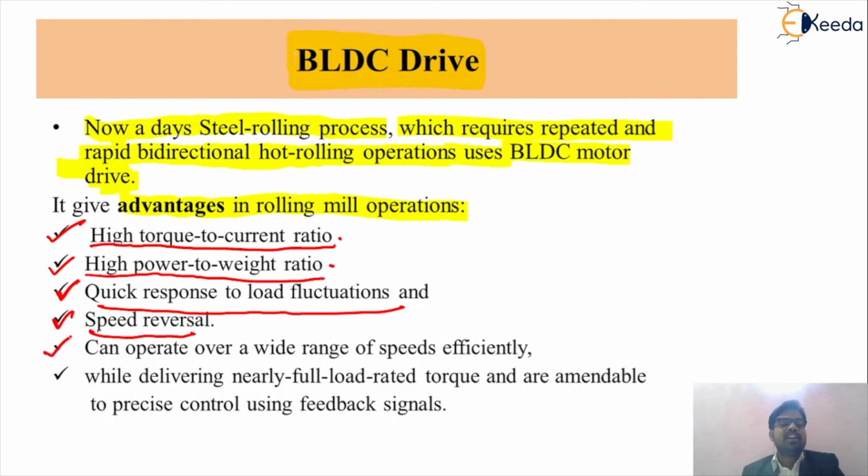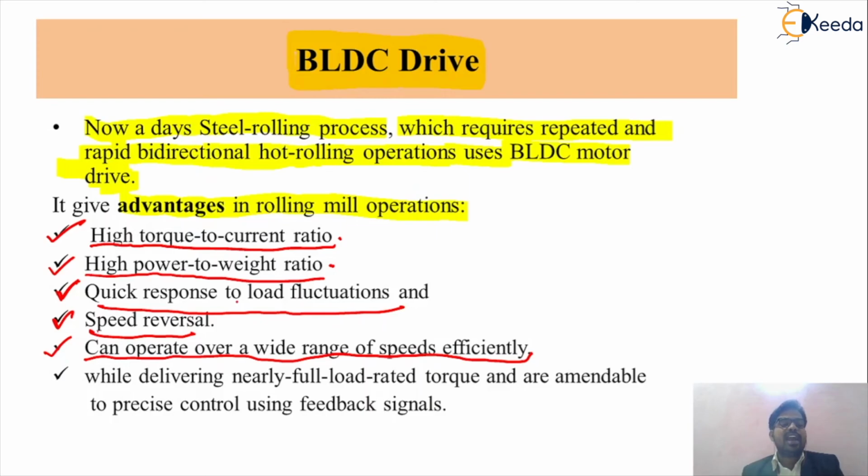The next advantage is that it can operate over a wide range of speed efficiently, because obviously the DC motor will again give you a wide range of speed, but along with that the BLDC motor has a brushless construction. Due to that the maintenance of that particular drive will be very less, and due to that the efficiency and the life of this particular drive will be large. So instead of the DC motor, nowadays we are preferring the BLDC drive for the steel rolling mill.